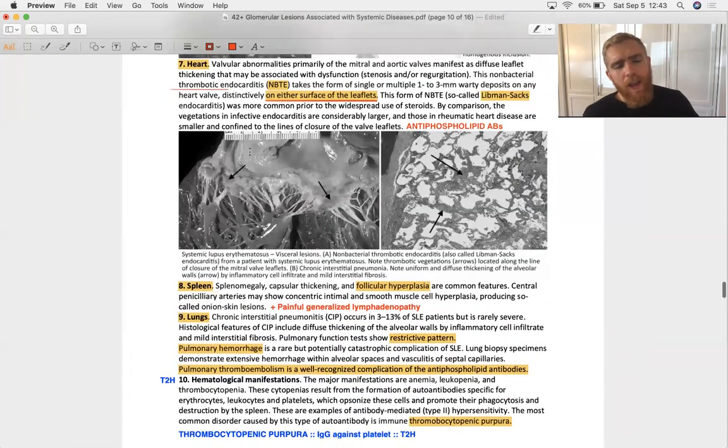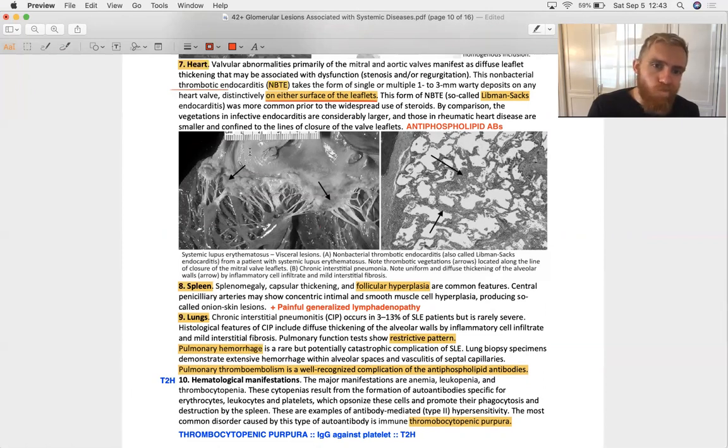And obviously, endocarditis, what else do we know about it? Well, the vegetations can break off. They can embolize to particularly the brain or the kidneys. What else do we know about endocarditis?